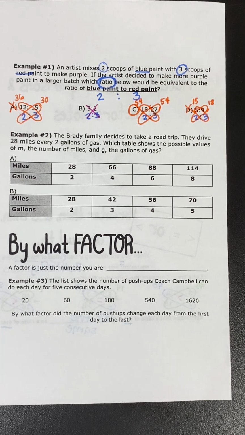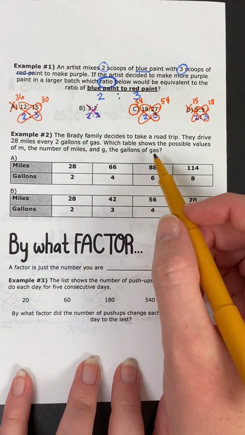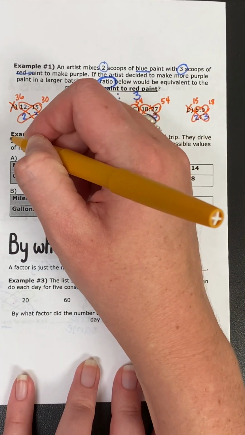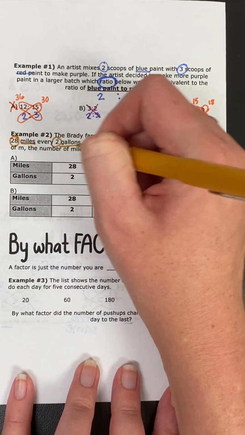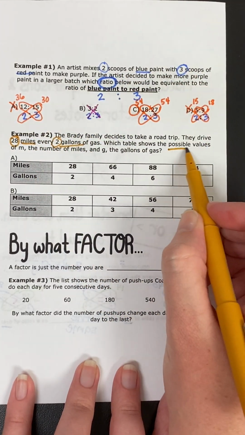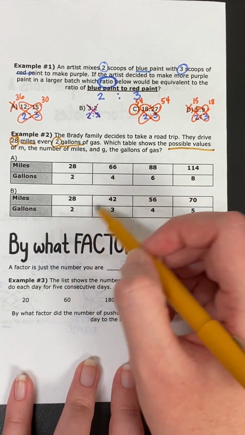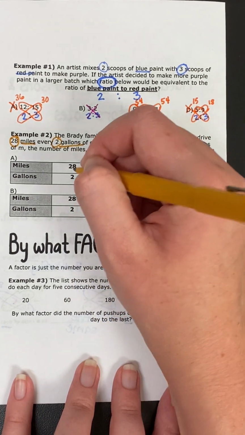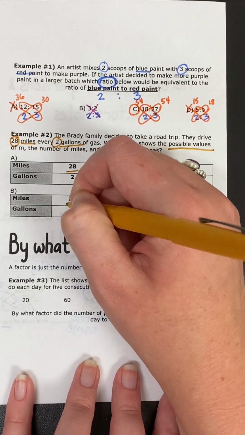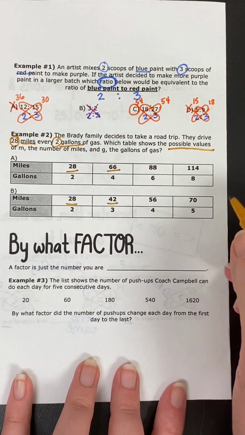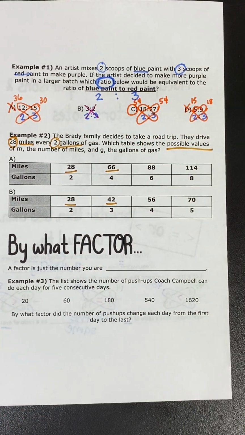So when we have a table like this, and it wants to know if we have 28 miles in 2 gallons, which could be a possible value, we are going to look at the first 2 rows, and it's just the same. This is a fraction, and these are fractions. So to compare them, we can butterfly.